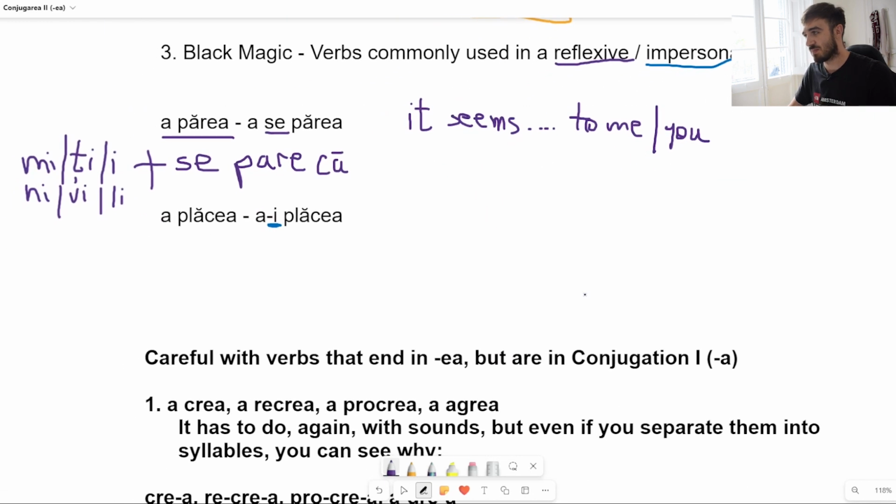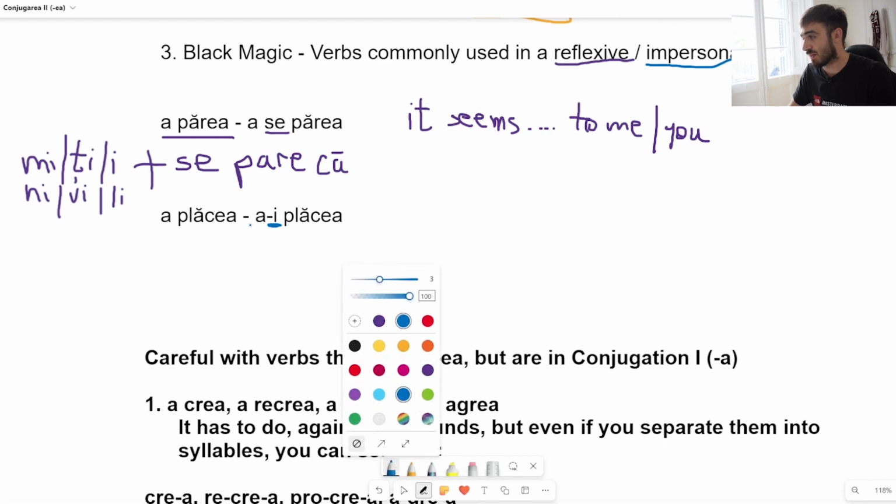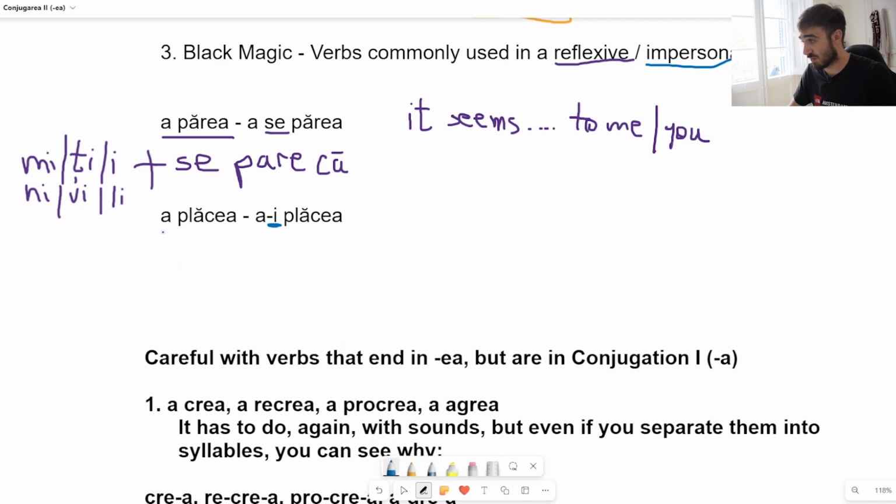Cool, so that's a separa. This is how to use apărea, a separa, it seems. And then let's talk about a plăcea. Here you don't normally use a plăcea, you need this form, to like.